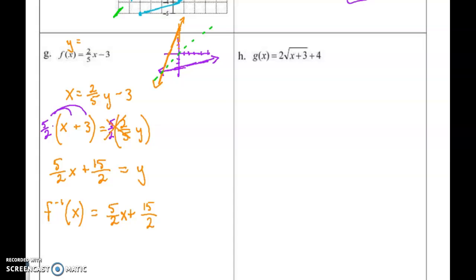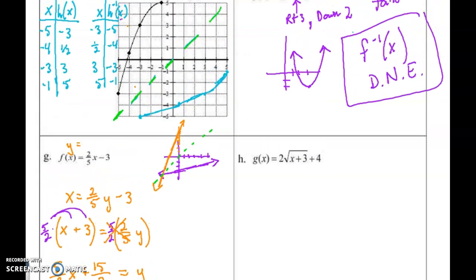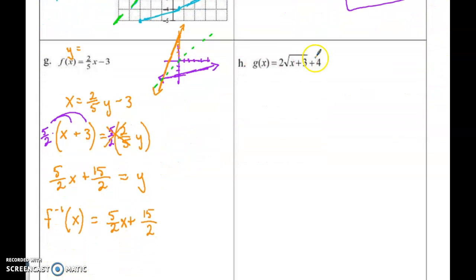Now here's the thing that I totally agree can be confusing: the parabola that we had earlier failed the horizontal line test. So we just didn't do the problem. But then this problem is a square root function. Well, you can for sure do the square root function. This is shifted left 3, up 4, and it has this stretch of a factor of 2.